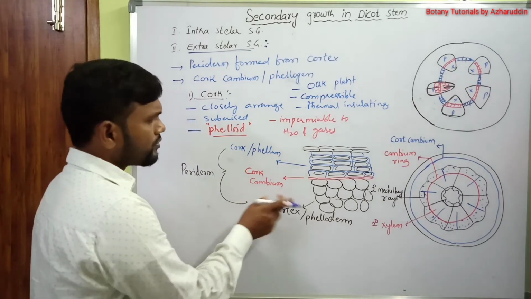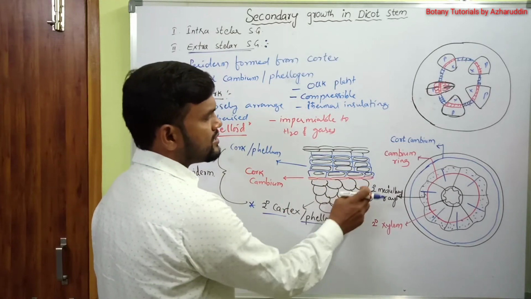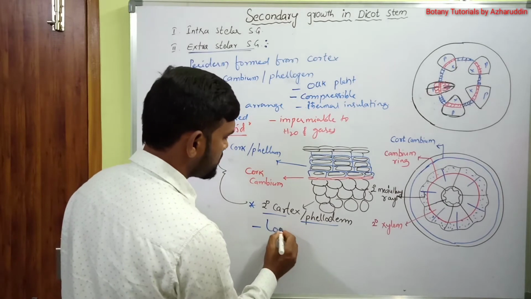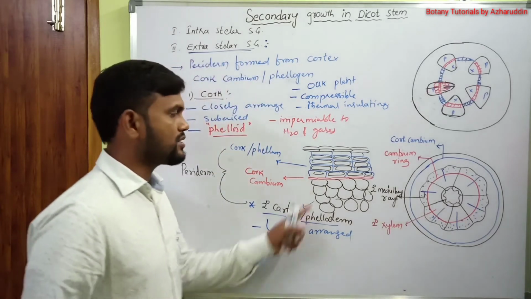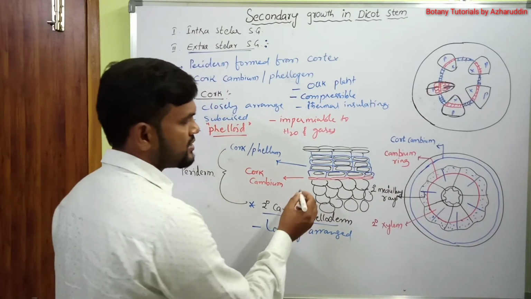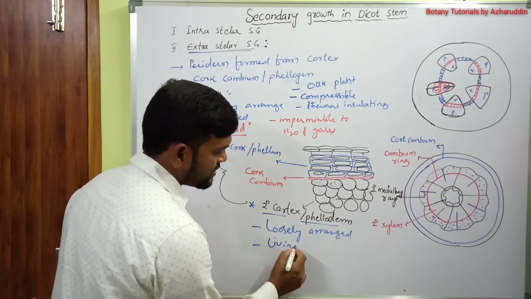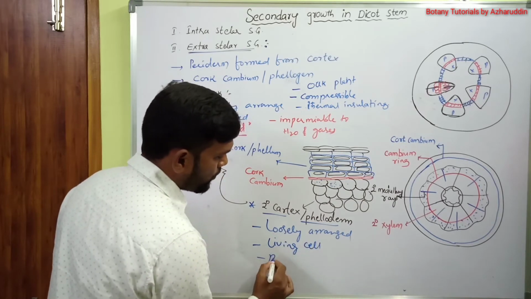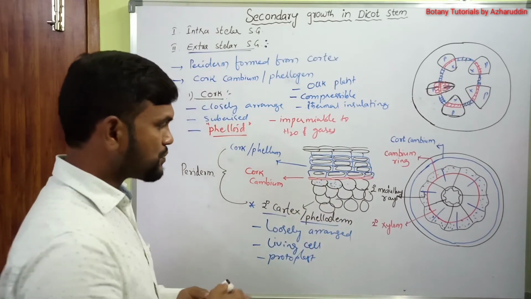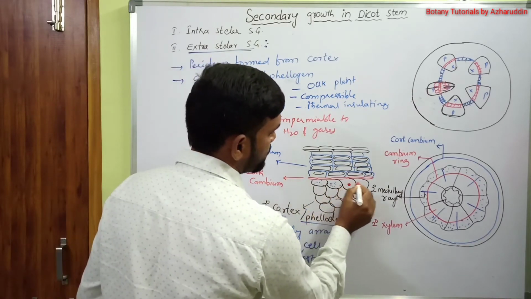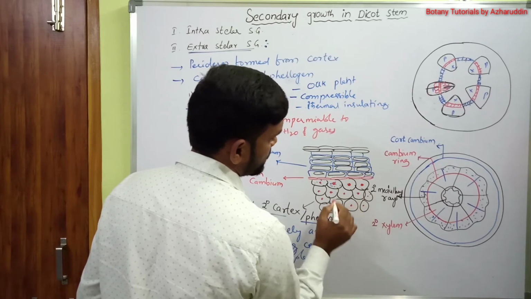Next, coming to the inner cells, that is secondary cortical cells. Here the cells are loosely arranged with intercellular spaces, and they are living cells. They contain protoplast, and a conspicuous nucleus is also present in these cells.